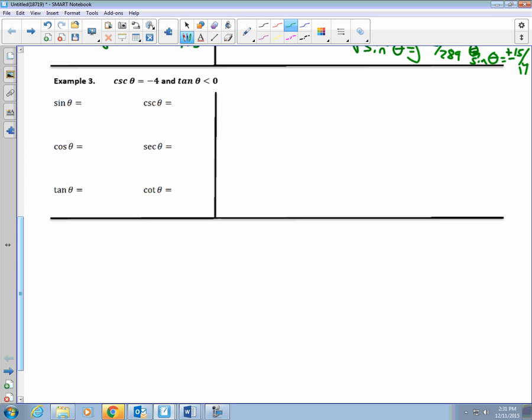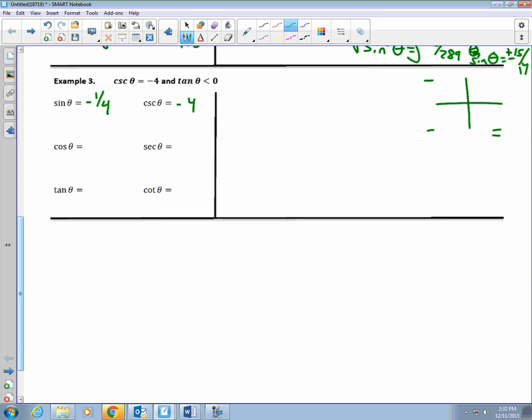Cosecant is negative 4. So what else do you know? Let's figure out what quadrant we're in right away. In which quadrants is sine negative? 3 and 4. Is tangent positive or negative? Negative because it's less than 0. In which quadrants is tangent negative? 4 and 2. So which quadrant am I working in? The fourth quadrant, the one where both of those things happen.